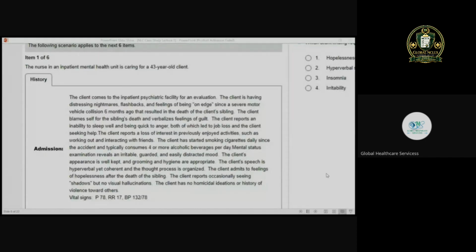You have to filter the information. You have to make it parallel according to the disorders. Okay. Then the client has started smoking cigarettes daily since the accident and typically consumes four or more alcoholic beverages per day. Mental status examination reveals an irritable, guarded, and easily distracted mood.